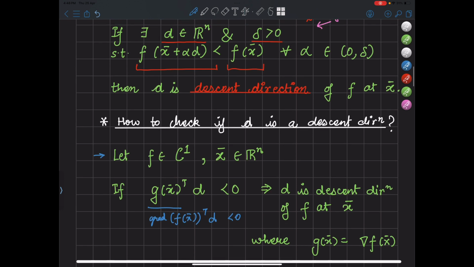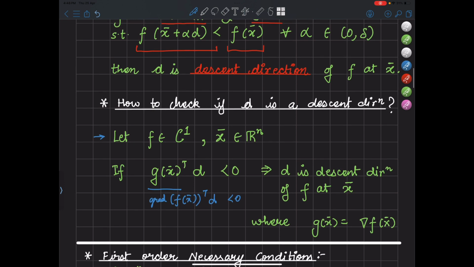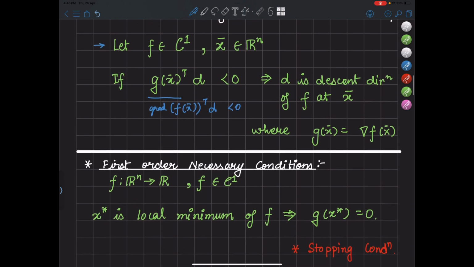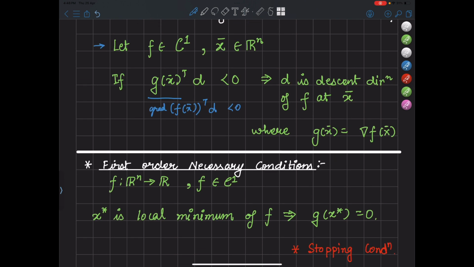Now after that we discussed basically three conditions that help us determine whether a given point is a local minimum or not. There were certain sufficient conditions and there were certain necessary conditions. Let's look at them one by one. So first of them is the first order necessary condition. First order means we use the first derivative information of the function, and necessary condition means that if a given point is a local minimum, then these conditions should be followed. So what are these conditions?